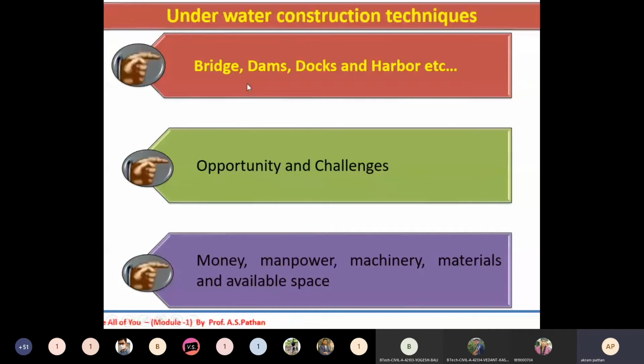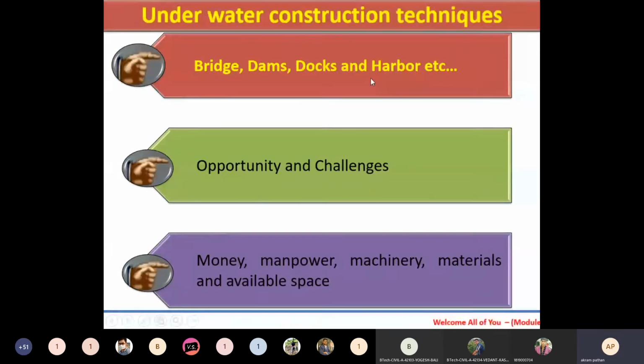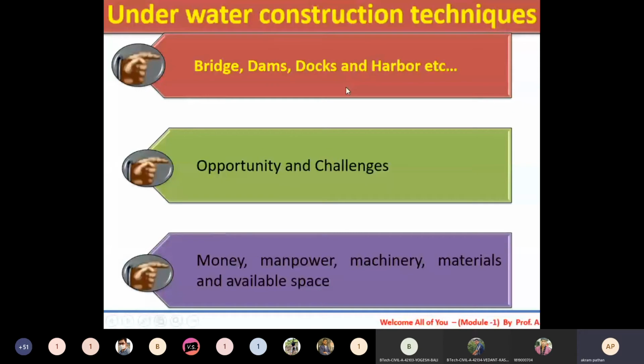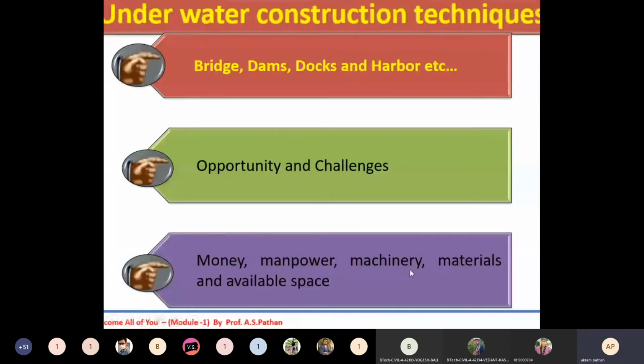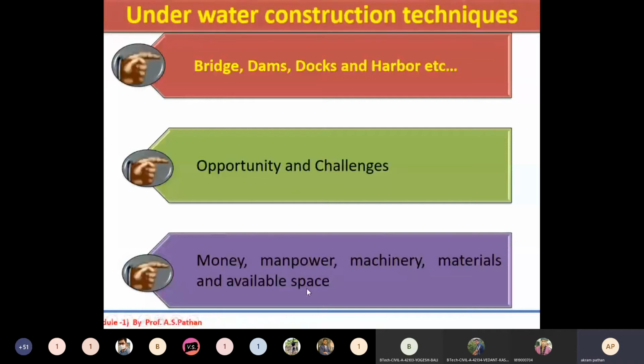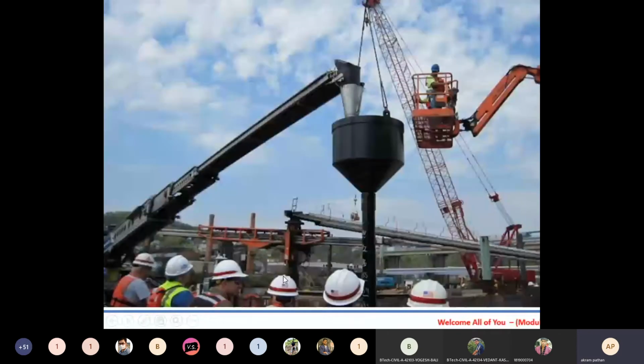Then money, manpower, machinery, material. While working on such a project, we have to consider the money, manpower, machinery, and available space, right? So for underwater construction, we have to adopt certain construction techniques.